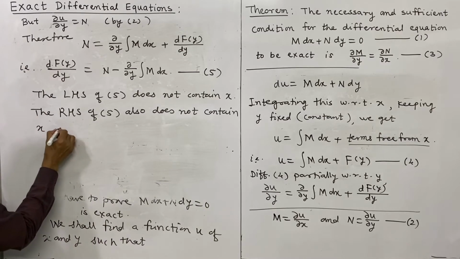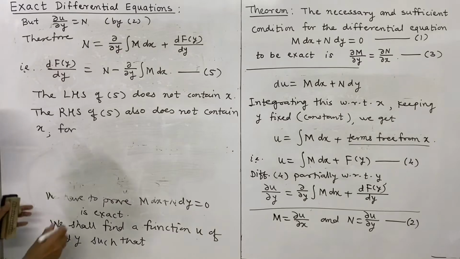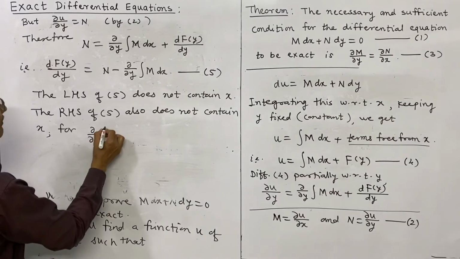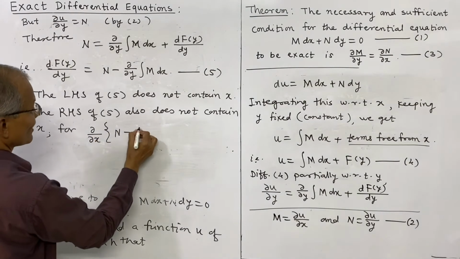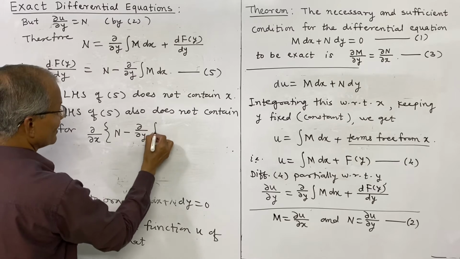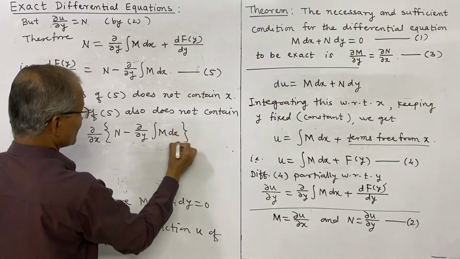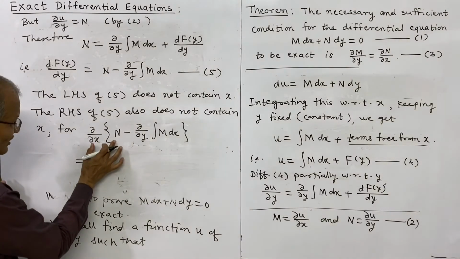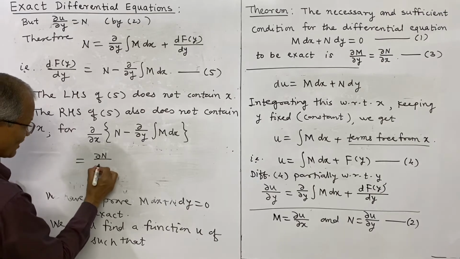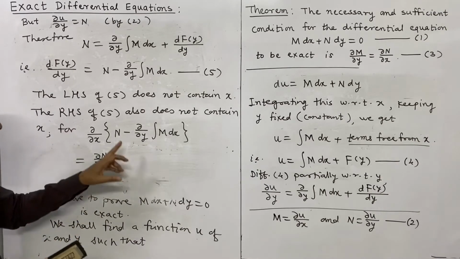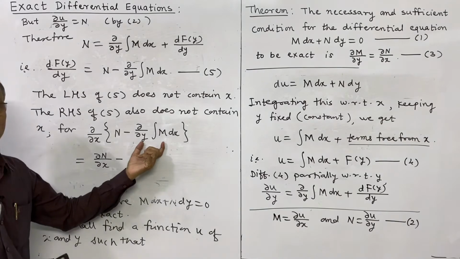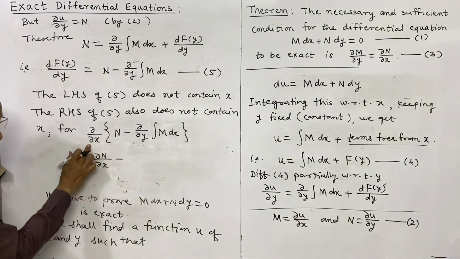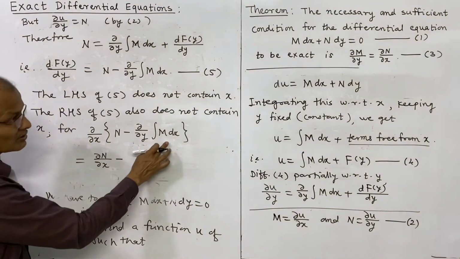and the reason for this is, if you take the partial derivative of this right side with respect to x, that is dou by dou x of n minus dou by dou y of integral m dx. So what will be this partial derivative? This is actually the partial derivative of n with respect to x minus, and what will be the partial derivative of this with respect to x? See, this operator remains as it is, and this is integration with respect to x, and this is the partial derivative with respect to x.